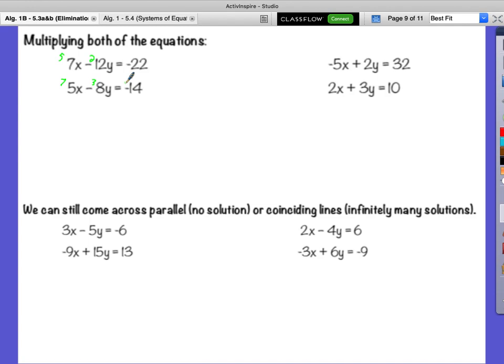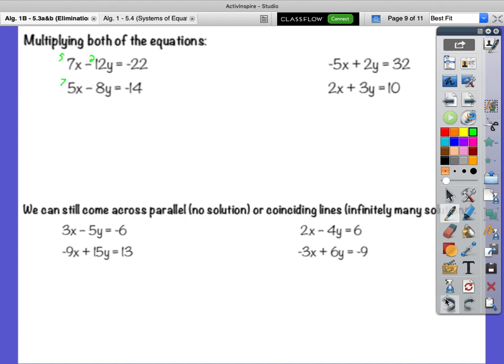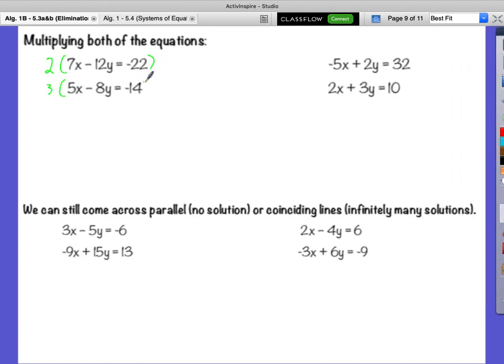So, if we get to choose what we're getting to, whether we're getting the x's there and the y's there, we're probably going to try and choose the y's because they're smaller numbers here. So I'm going to multiply this top by 2 and the bottom by 3. Now, what else do I have to be careful on? What do I need to have happen with the signs?